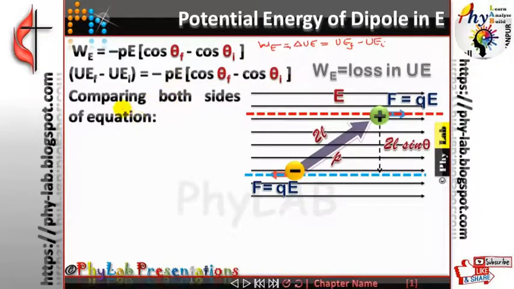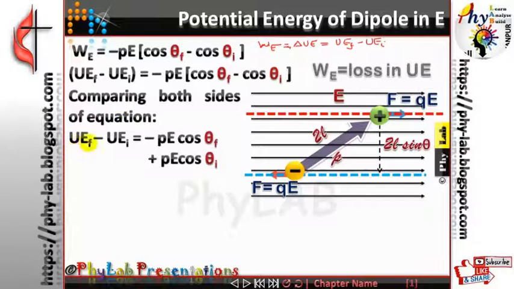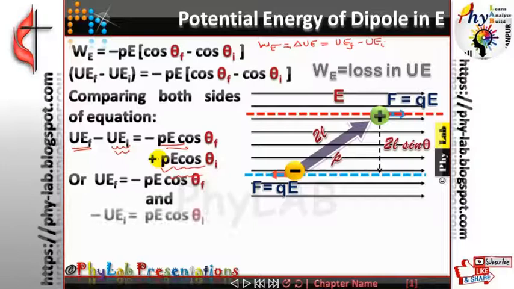So on comparing both sides of the equation and opening up the brackets, the potential energy final minus potential energy initial is equal to minus PE cos theta final, and this minus and minus combined give me plus PE cos theta initial, comparing final with final and initial with initial. So on comparing these two, I would get the equation for potential energy final as minus PE cos theta final and potential energy initial as minus PE cos theta initial.